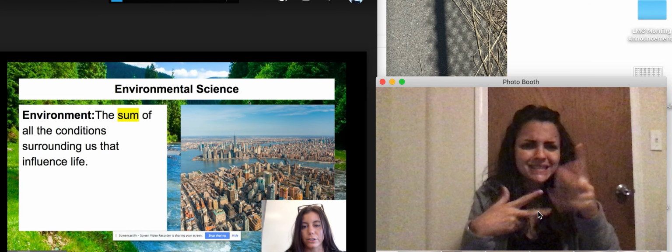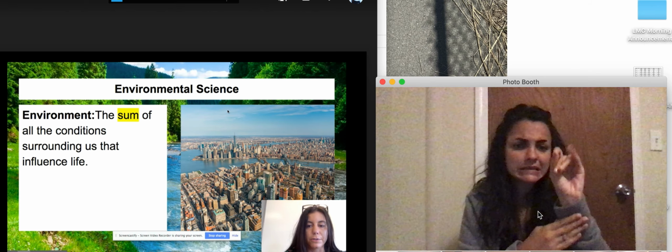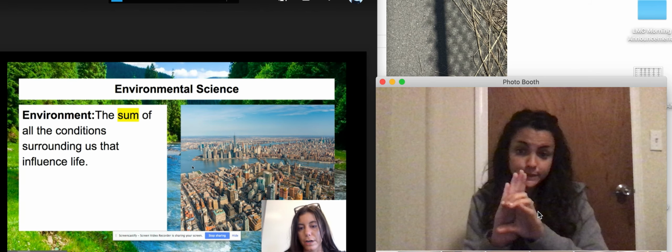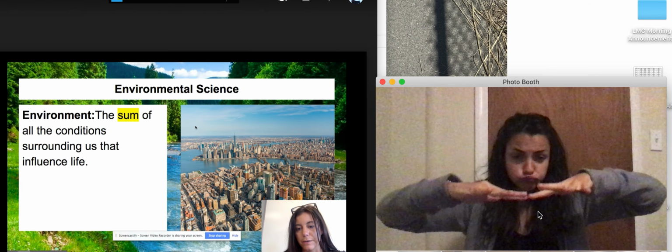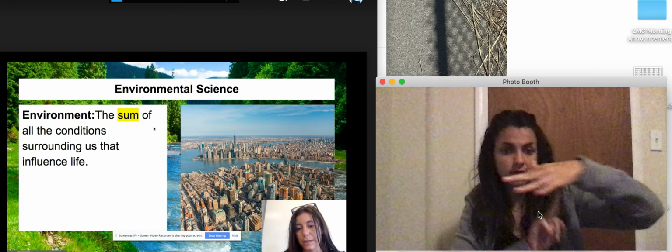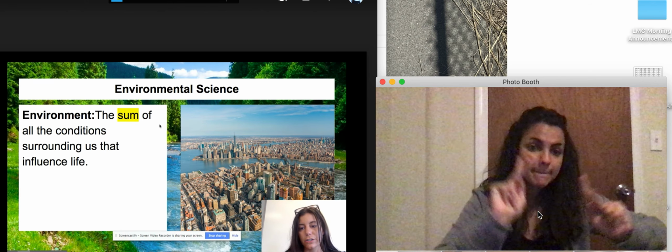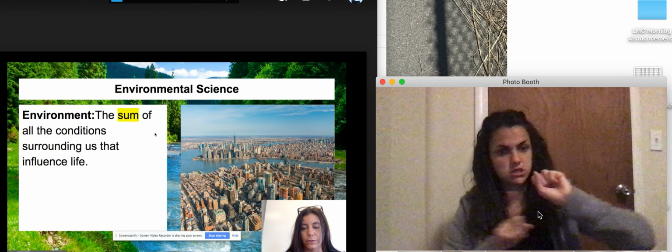So if you look at this picture, some examples might be the water, right? So the water is going to influence this environment. The buildings, the people, all these conditions are going to influence the environment.